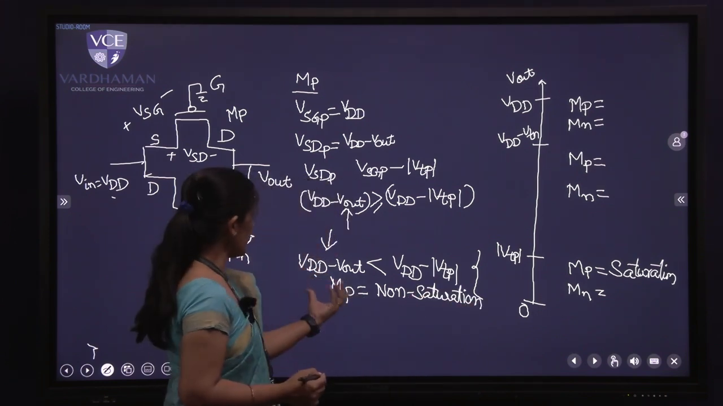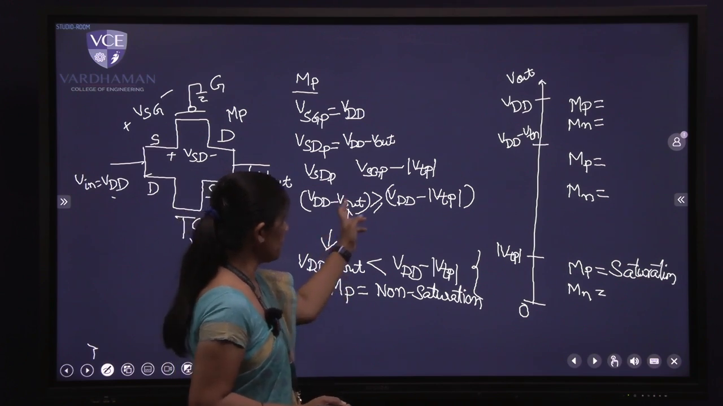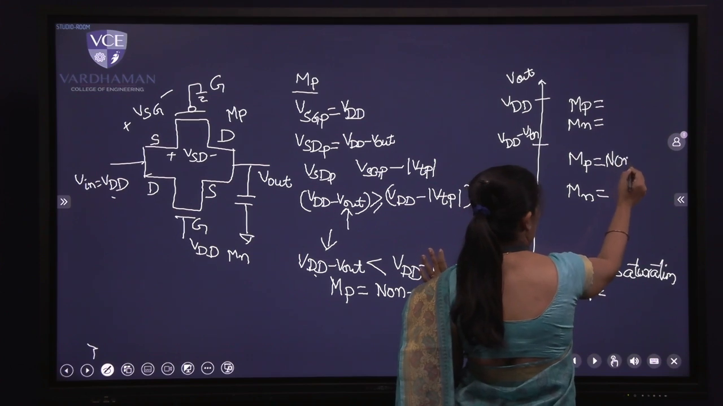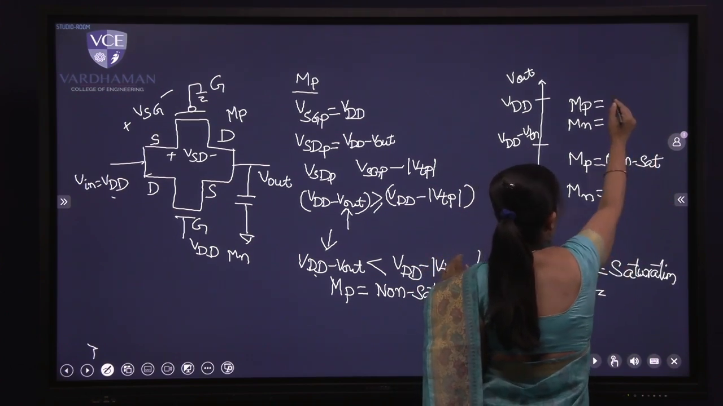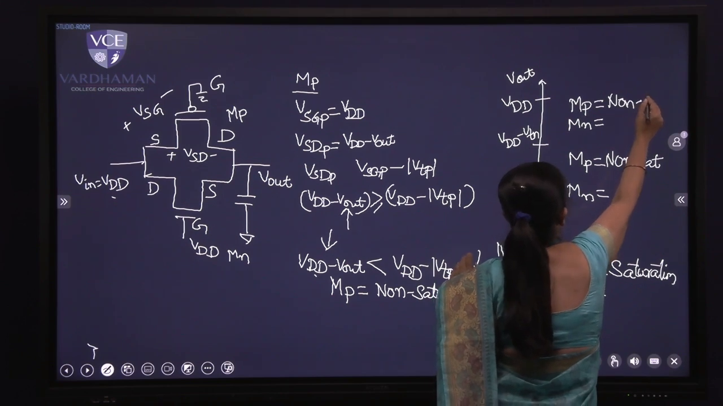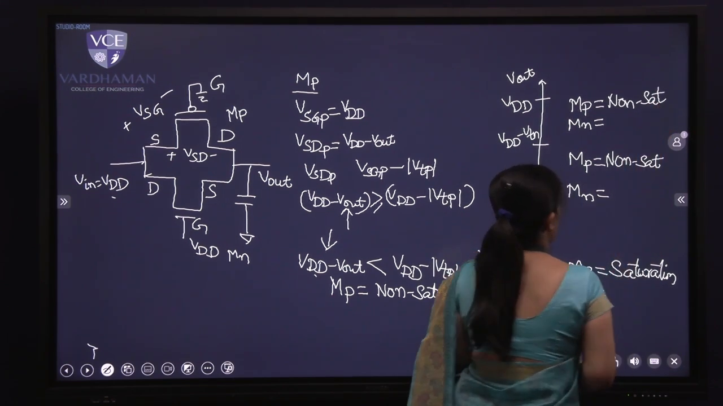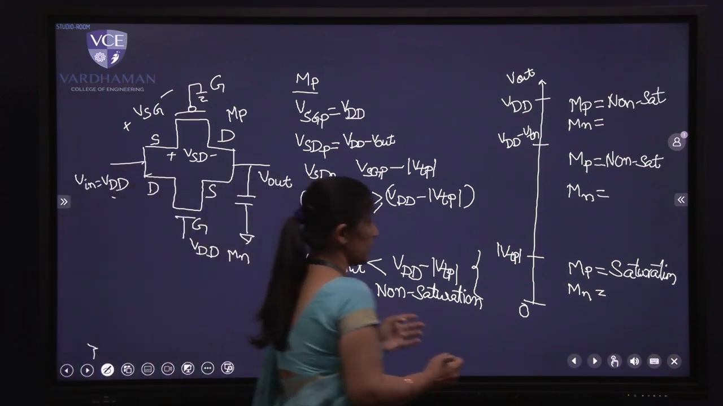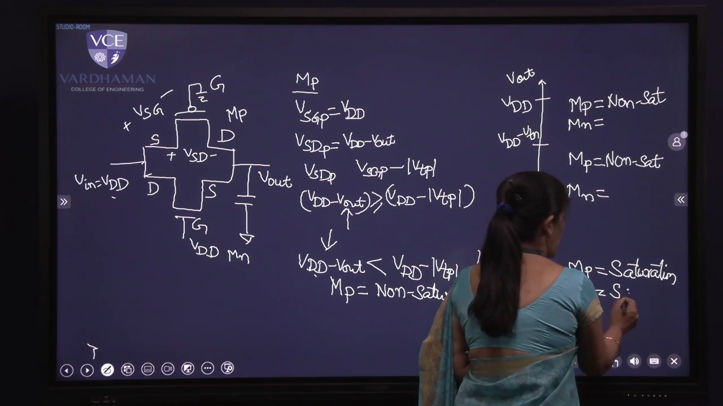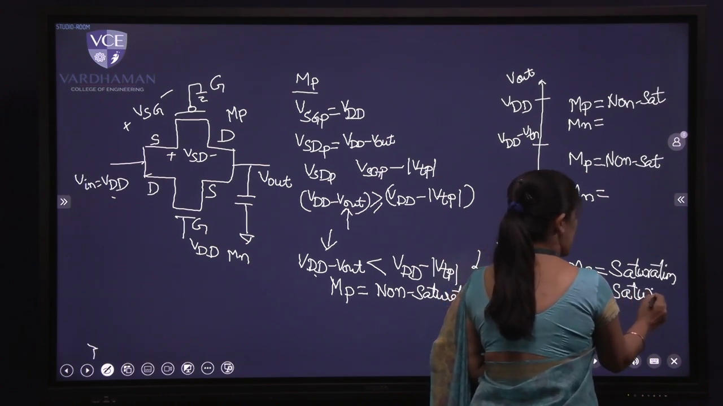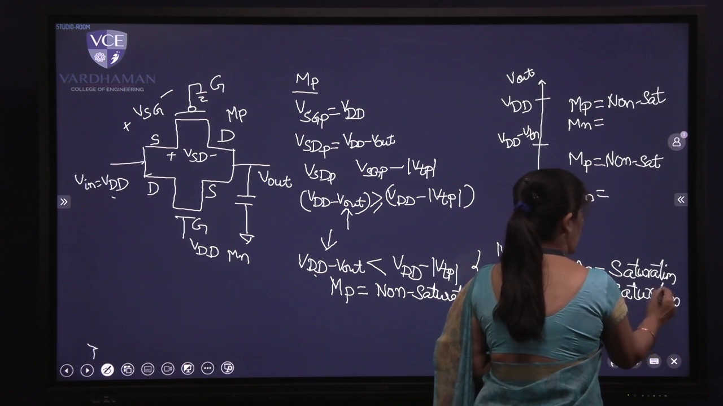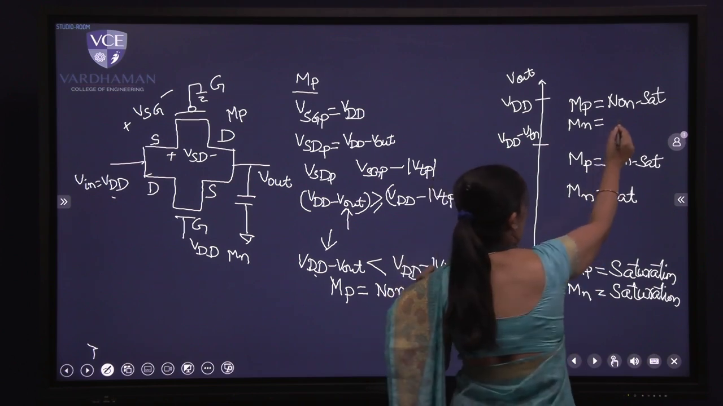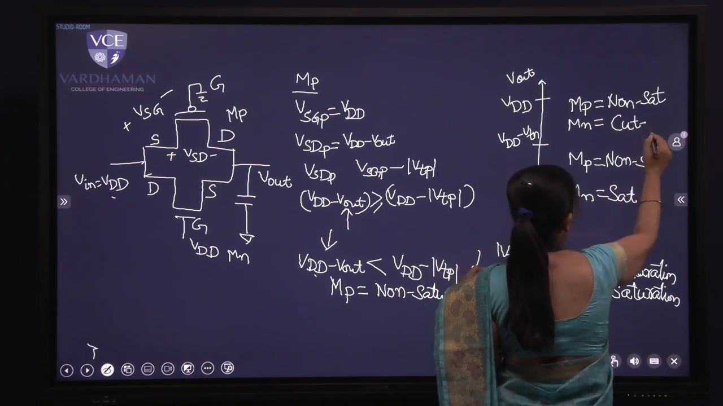So where is this particular condition I have to write? After mod VTP, your MP transistor is entering into non-saturation. So I'll write here non-saturation, and beyond this also it is in non-saturation. What were the conditions for my MN transistor that we have taken previously? In the previous discussion, I got that the MN transistor was in saturation only. Beyond VDD minus VTN, MN entered into cutoff region.